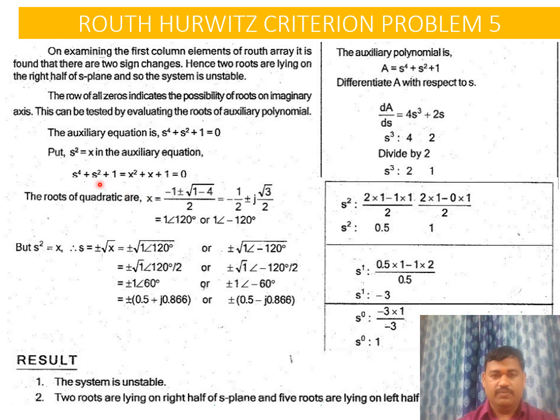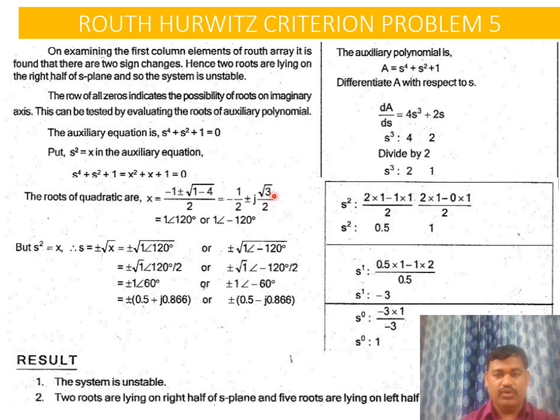So here s power 4 plus s square plus 1 equal to 0. Replace s square with x. So x square plus x plus 1 equal to 0. Use minus b plus or minus root of b square minus 4ac by 2a. You will get minus 1 by 2 plus or minus j root 3 by 2. The given value is in rectangular form. Convert it into polar form.